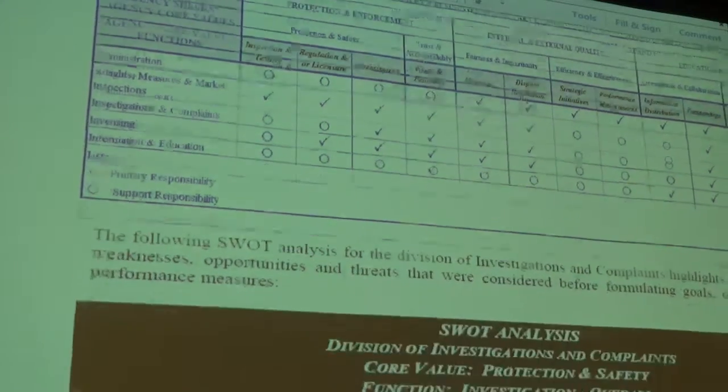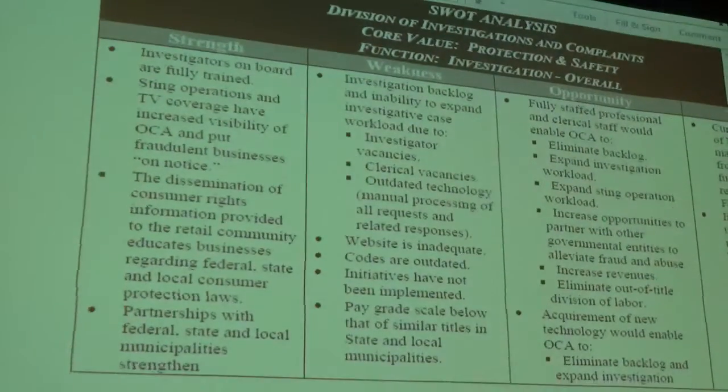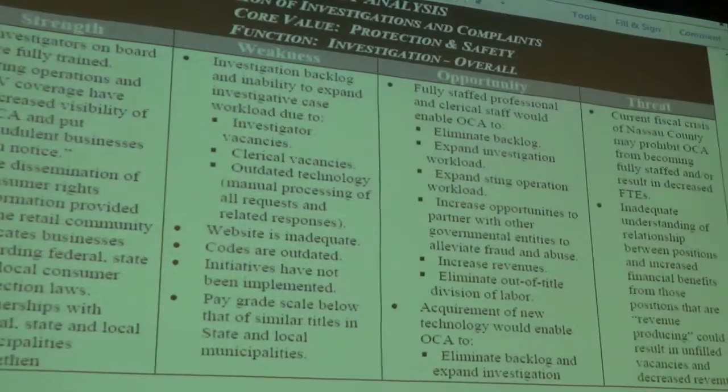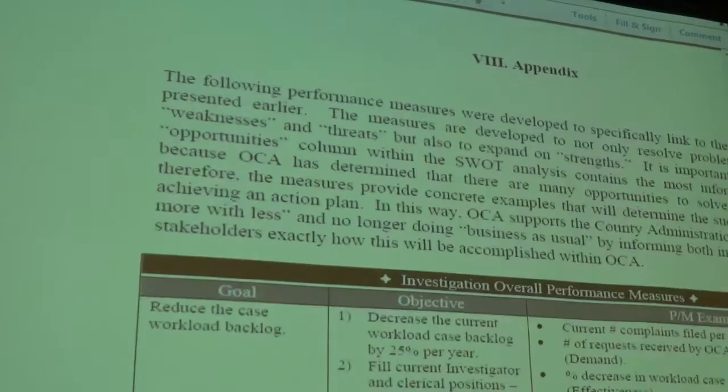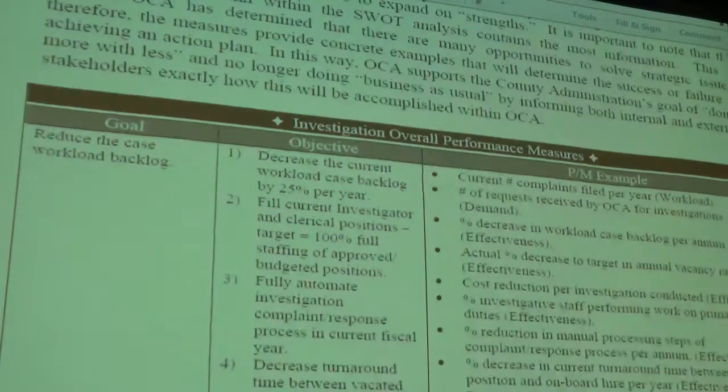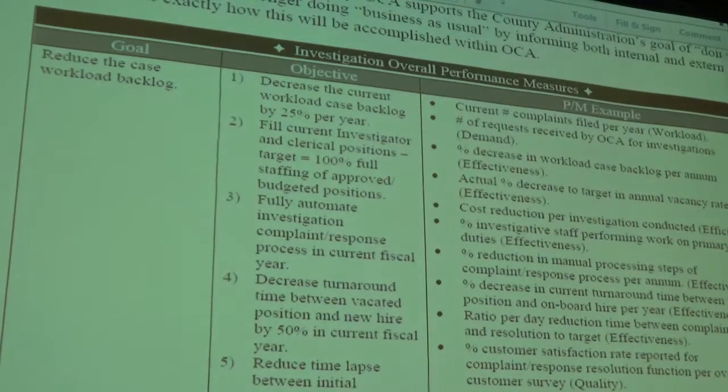Okay, so we did a SWOT analysis. What are the strengths? What are the weaknesses? What are the opportunities? And what are the threats? We did that for each division and their functions. In terms of program modifications, like I mentioned, we restate the goals and objectives. We restate the objectives to provide key performance indicators.